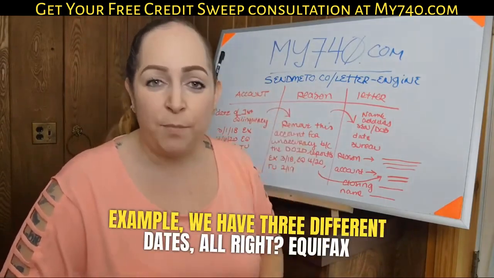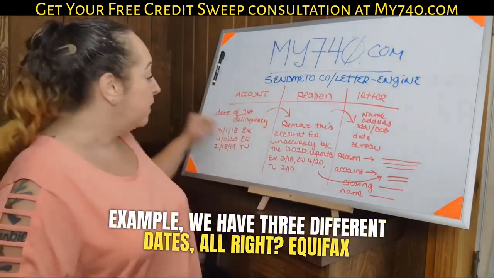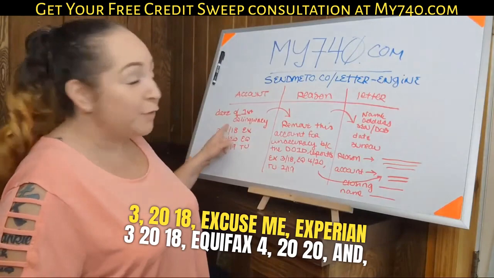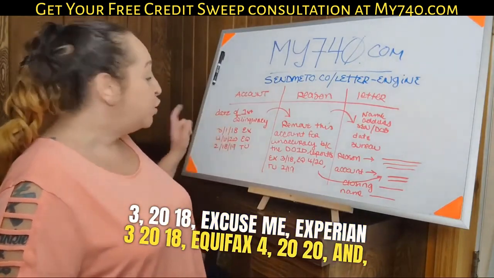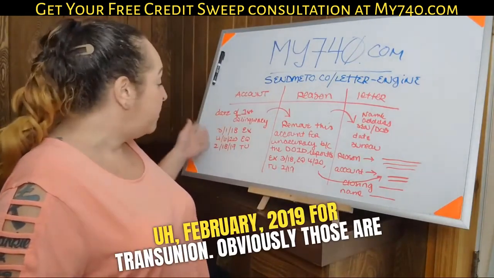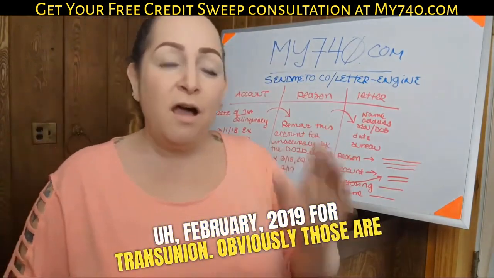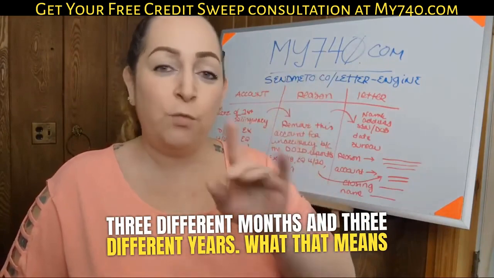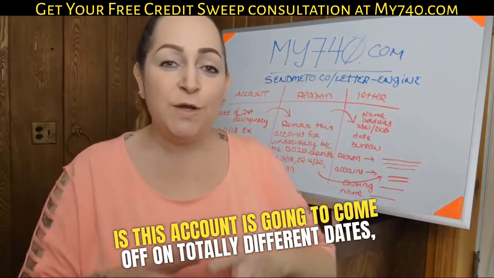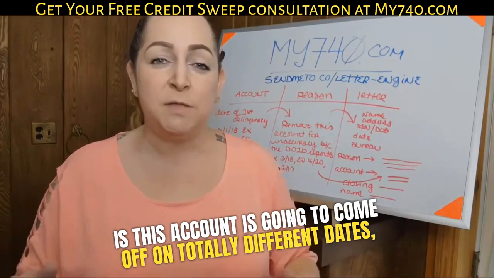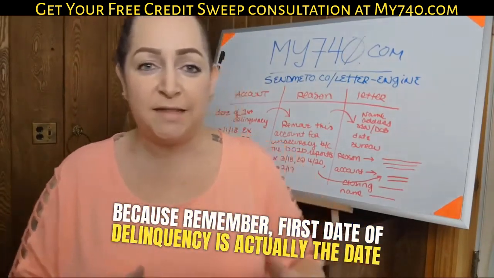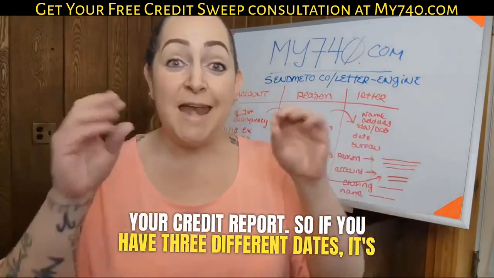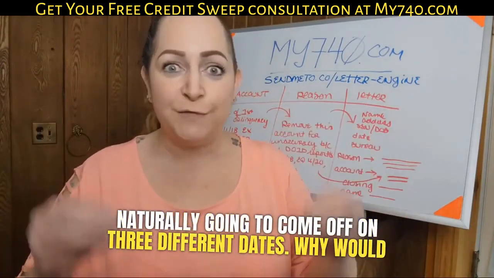So in this example, we have 3 different dates, all right? Experian 3/2018, Equifax 4/2020, and February 2019 for TransUnion. Obviously, those are 3 different months and 3 different years. What that means is this account is going to come off on totally different dates, because remember, first day of delinquency is actually the date that stipulates when your account will naturally fall off your credit report. So if you have 3 different dates, it's naturally going to come off on 3 different dates.